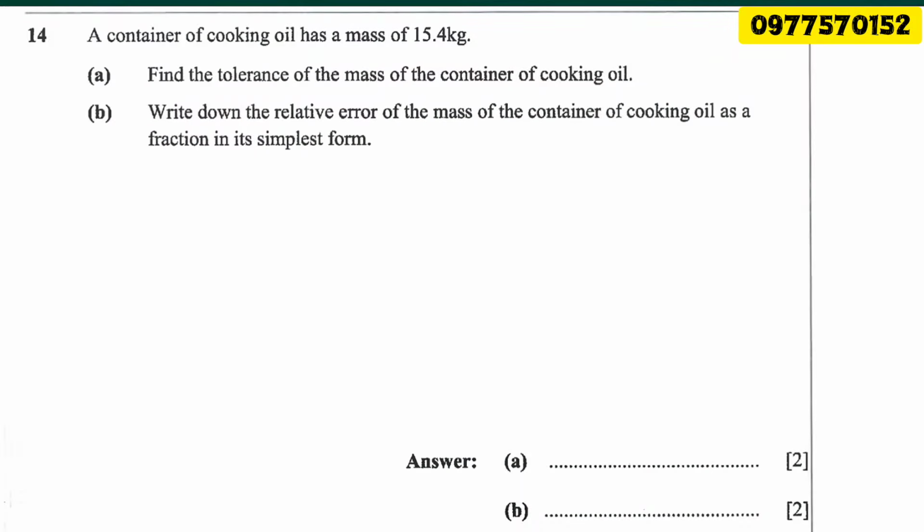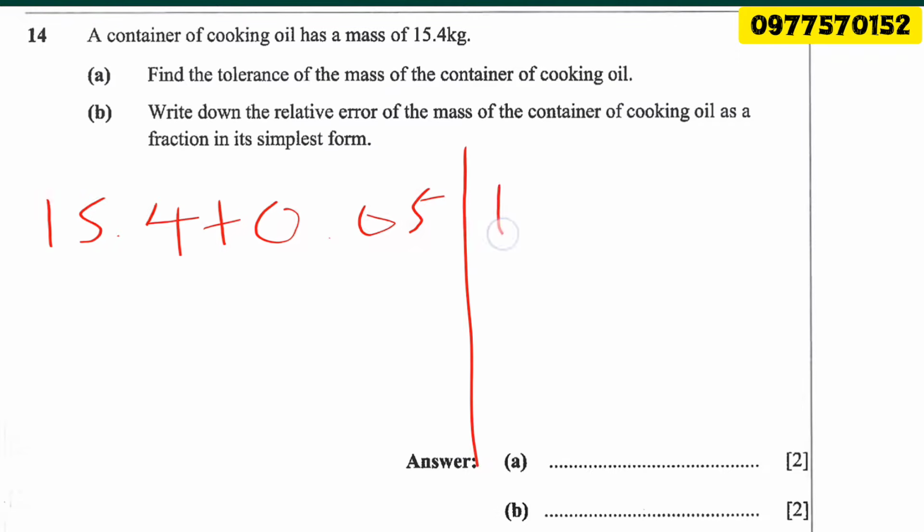Okay? To question 14, a container of cooking oil has a mass of 15.4 kg. That is the true value. Find the tolerance of the mass of the container of cooking oil. So this is very simple. This is what we're going to do. We're going to write the actual value, 15.4. We're going to add the absolute value first, 0.05. Then we are going to subtract again, since we have to find the maximum value and the minimum value. So 15.4 minus the absolute value, 0.05.